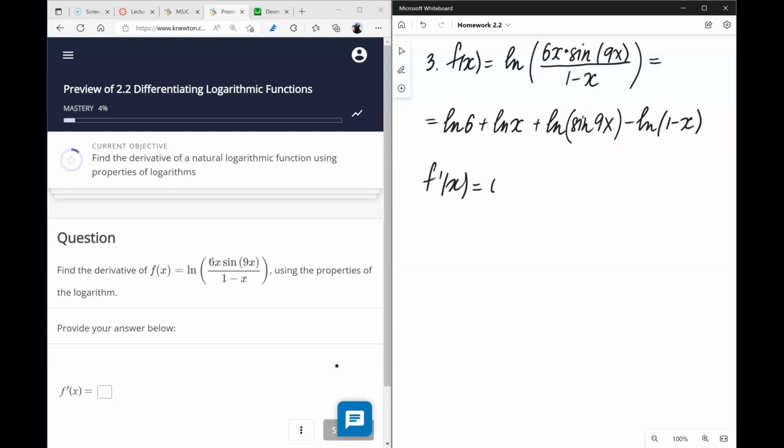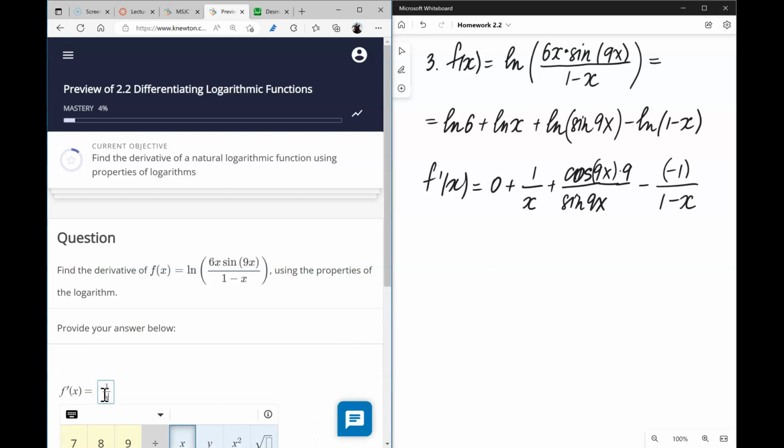So derivative of ln 6 is 0. Derivative of ln x is 1 over x. Derivative of ln something is 1 over that something times derivative of that something. But derivative of sine of 9x by the chain rule is cosine of 9x times 9. So we have that extra 9 over there. And here we have the same thing. So it's going to be 1 over 1 minus x times the derivative of 1 minus x, which is minus 1. That's it.